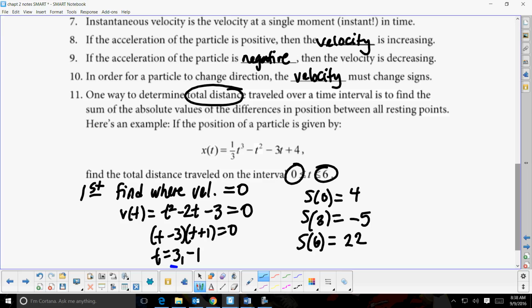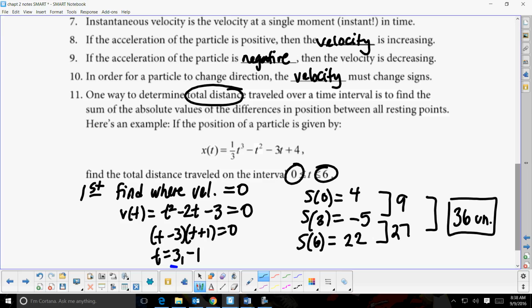Okay, so how far did we travel here? 9. How far did we travel here? 27. So how far did we travel overall? 36. Did it say what we were in? So units, whatever it is.